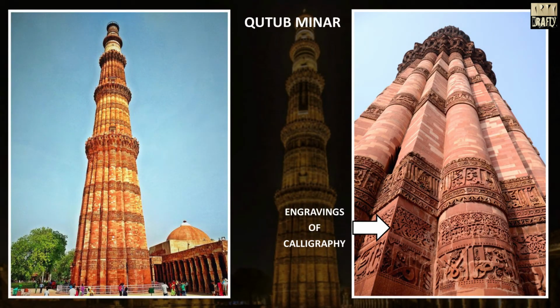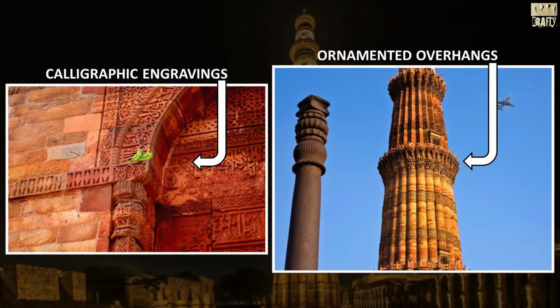The left side picture shows the complete view of Qutub Minar. At the right, we can see the engravings of calligraphy. Calligraphic engravings are shown in the picture at the left side, and ornamented overhangs at the right.